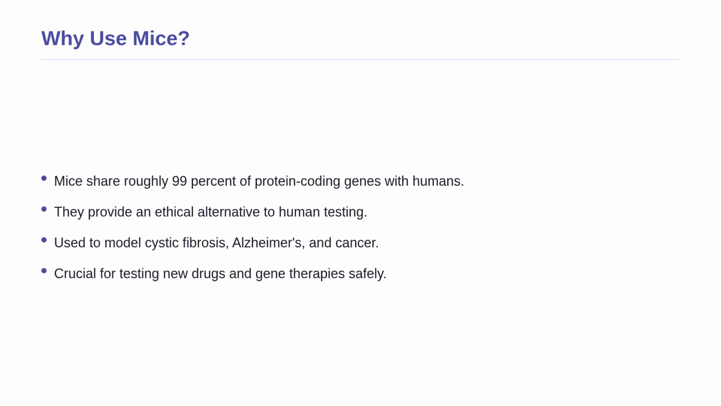Having seen how the process works, you might wonder why we use mice instead of just studying human cells. The reality is that mice share roughly 99% of their protein-coding genes with humans. This makes them an incredibly accurate and reliable model for human biology. We cannot ethically knock out genes in humans to study complex diseases like cystic fibrosis, Alzheimer's disease, or cancer. Instead, we create knockout mice, missing the exact same genes that are mutated in human patients. This allows pharmaceutical companies to test new drugs and gene therapies safely before they are ever given to human volunteers.